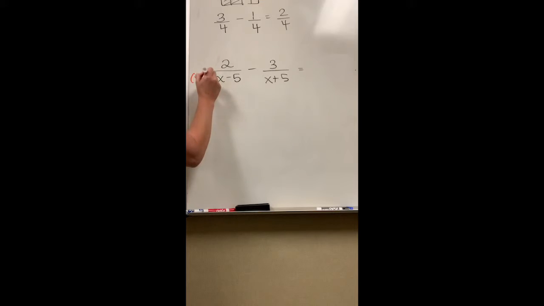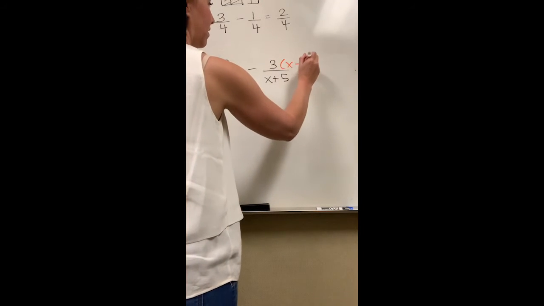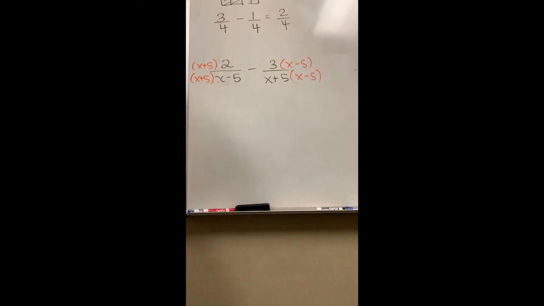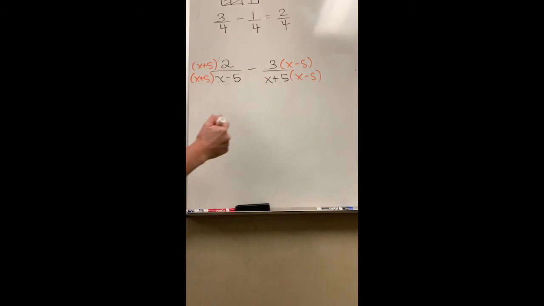So let's multiply both the numerator and the denominator by x plus 5, because we know anything divided by itself is 1, and 1 times this, we'll just leave it as the same meaning. This one needs an x minus 5, so let's multiply it by x minus 5 over x minus 5, and now I have my common denominators. They both have an x plus 5 and they both have an x minus 5.